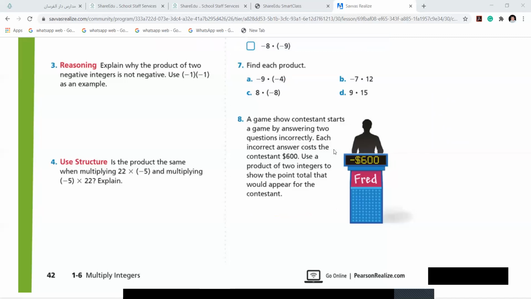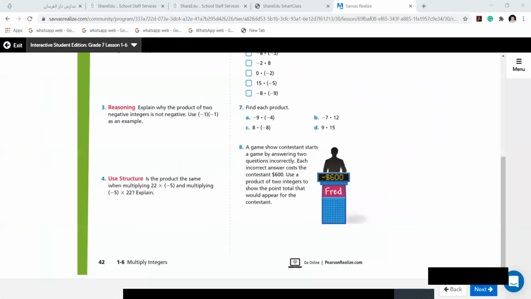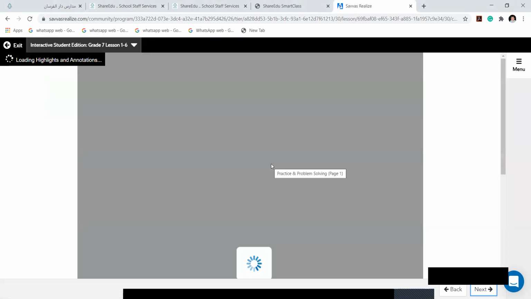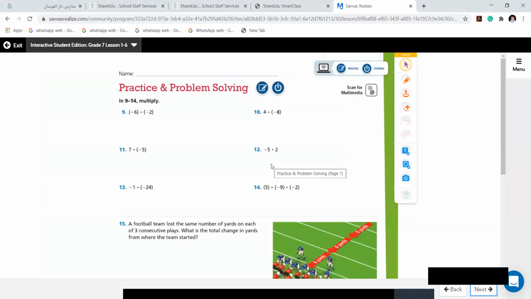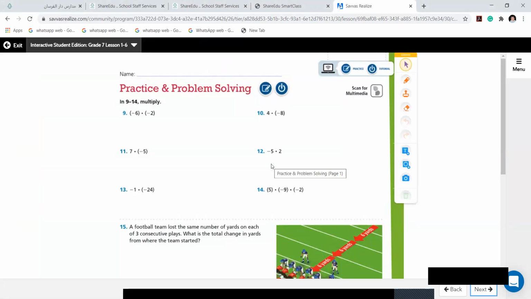Okay. Go to the next page, 43. Page number 43. Come on, practice it one by one. Let me start with Ishan. I know you cannot, but please type and say if you can.